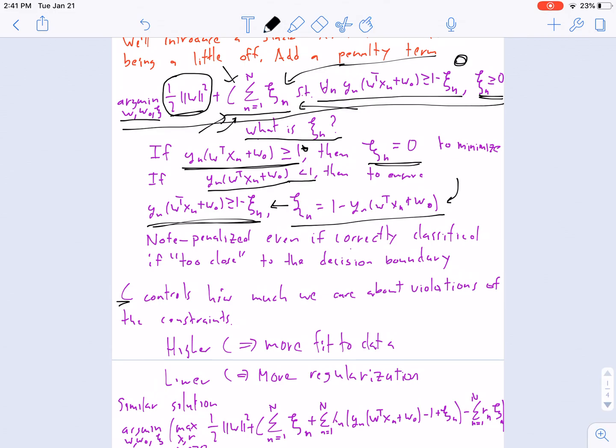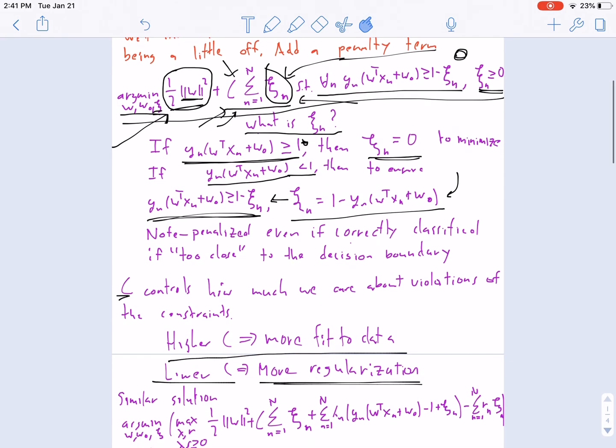So a higher C will lead to a closer fit to the data because it's going to care a lot about these slack terms. Whereas a lower C means that the other term in our objective function matters a lot more. And our other term in our objective function is essentially a regularization term because it's the L2 norm, or the norm of W squared. So that means that that term will dominate more and there'll be more regularization, because that's what that term does. So depending on what you want, you can choose a value of C that's appropriate.